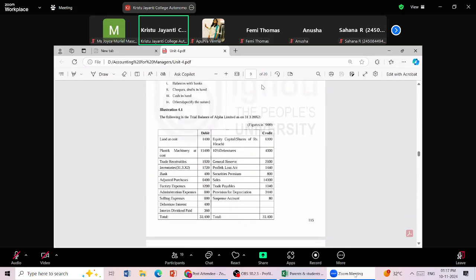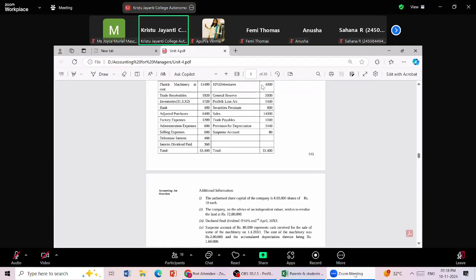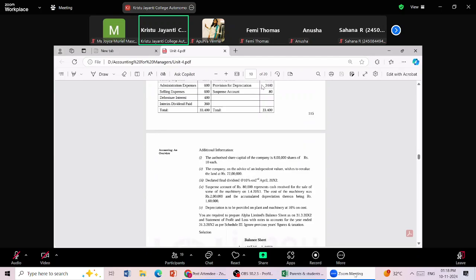So now there is a sample question given for you. You can see this question. The following is a trial balance of Alpha Limited. So there is a trial balance given, and some items on the asset and liability sides are given. The total is 33,400. Now the authorized share capital of the company is 8 lakh shares of 10 each. Then the company, on the advice of an independent valuer, wishes to revalue the land. So the land is being revalued at 72 lakhs.